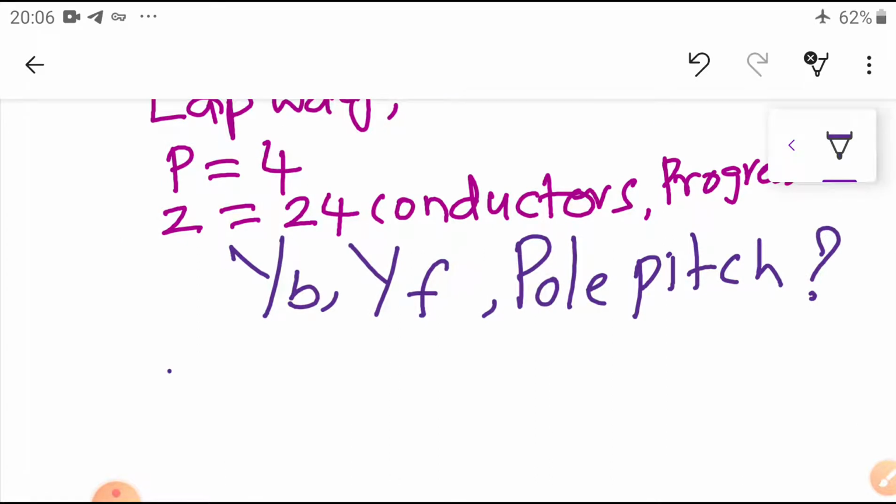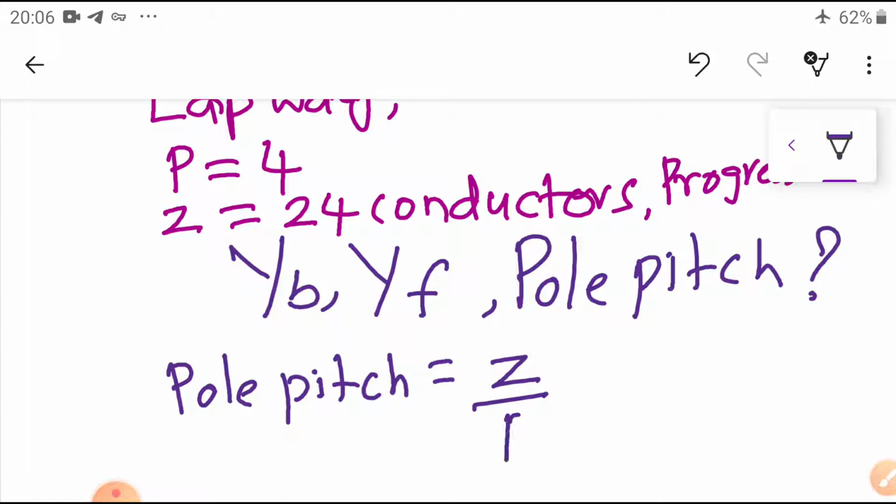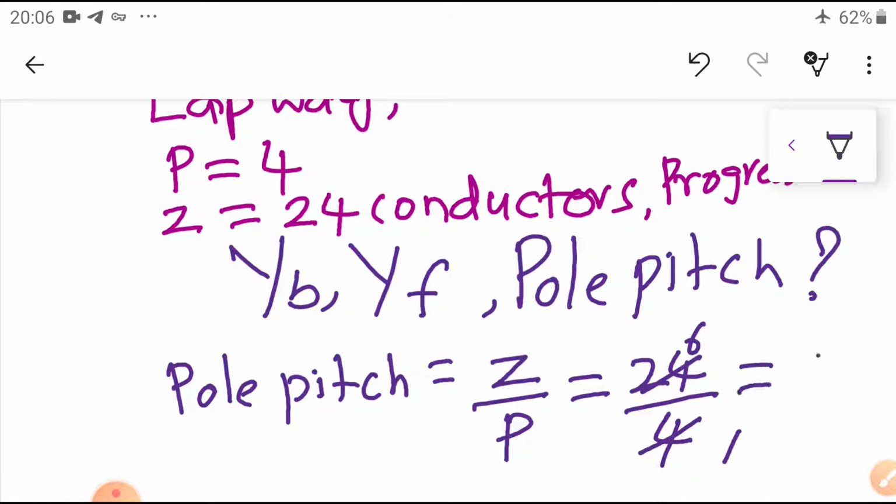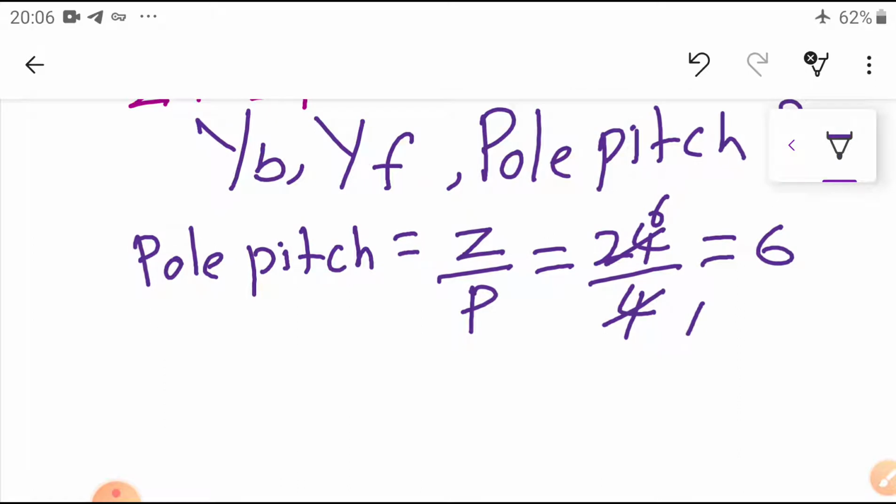Now find the pole pitch. The pole pitch is equal to, what is the formula? Total conductors by number of poles. What are the conductors given? 24 conductors, and number of poles, 4 poles is given. 4 sixes are 24, so 6 is the pole pitch. Now in the case of a 3-phase machine, we are going to calculate M. What is M? Number of slots per pole per phase. Under each pole, for each phase, how many slots we have to allocate, that is the required M.